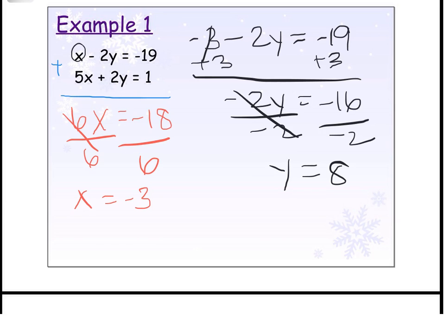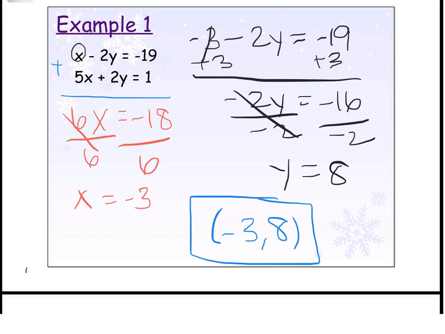So now I know my x is negative 3, my y is 8. My last step is to write this as an ordered pair. Negative 3, 8. Because that is my actual solution. That is the point where those two lines cross. If I wanted to check it, I could plug those in and make sure it works out.